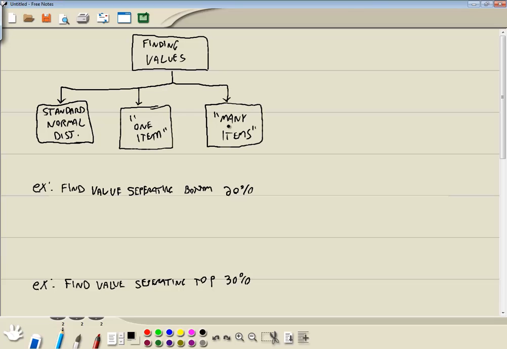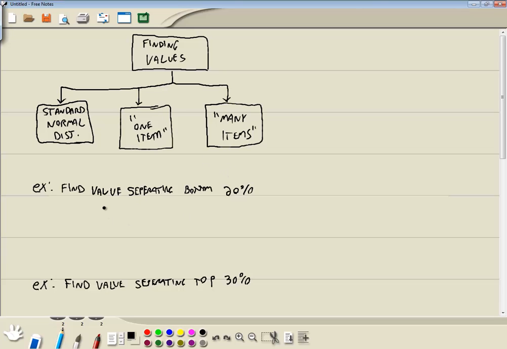The many items case is pretty straightforward because it'll refer to a number. It'll refer to like 30 people or 40 pages or 50 dogs or something like that. You'll see some reference to an amount, and then it'll say find the average age that separates the top 30% from the rest. So it'll refer to an average because it's referring to like 30 people. Now the one item case may not be so easy to see, but if it's not this one, then it's this one.